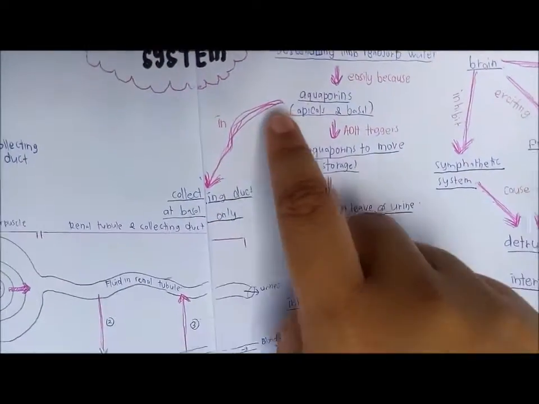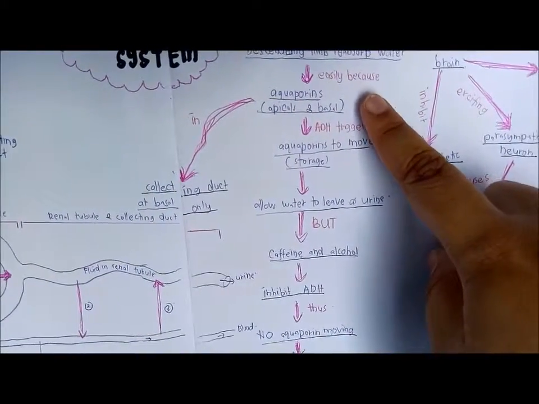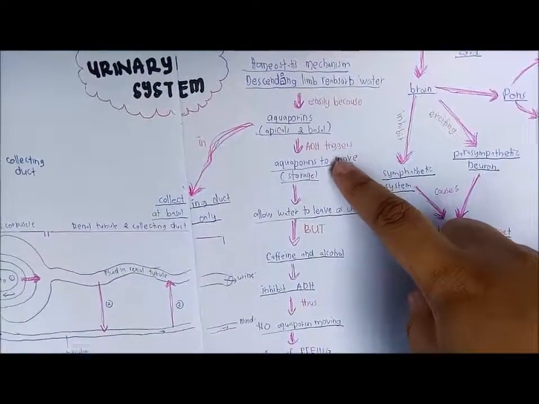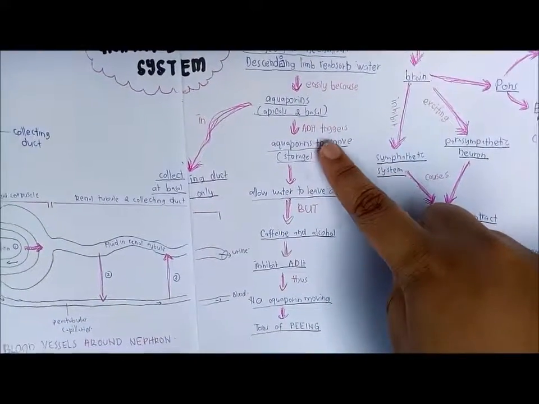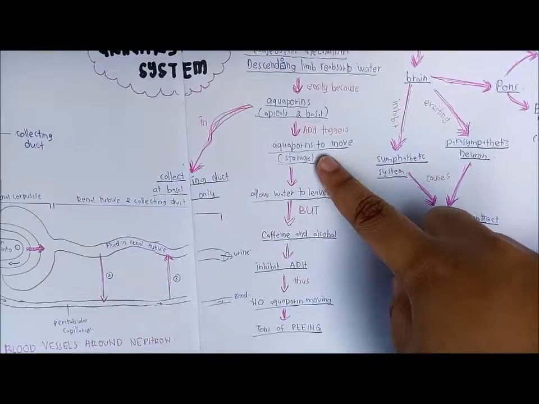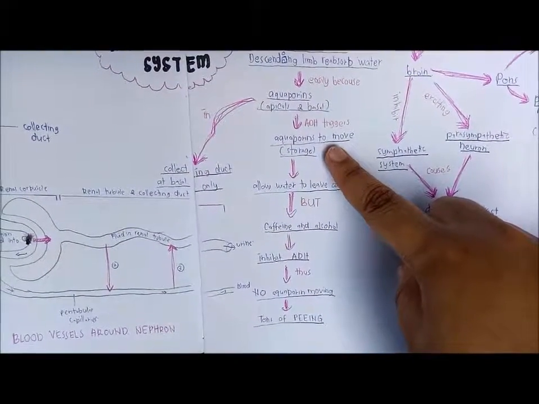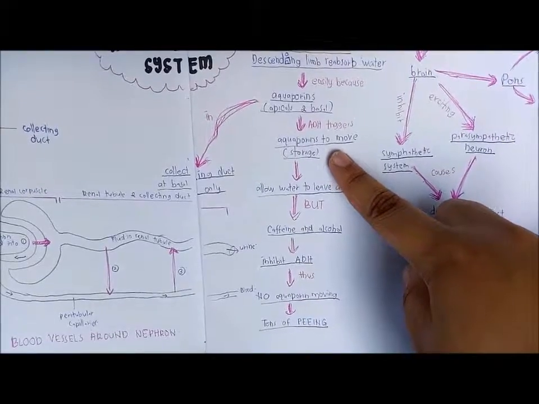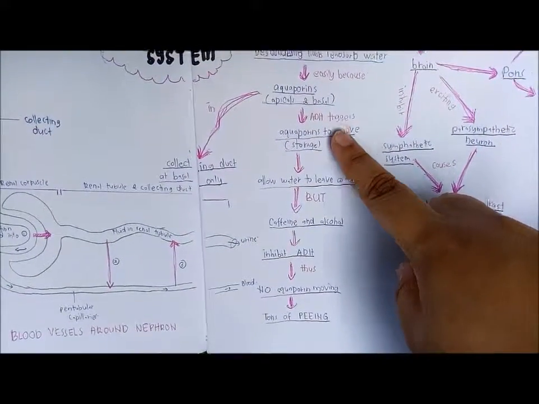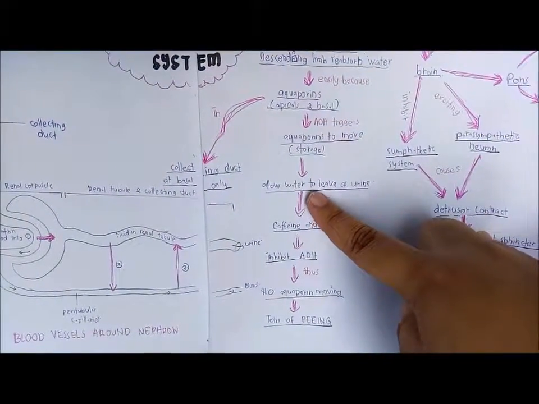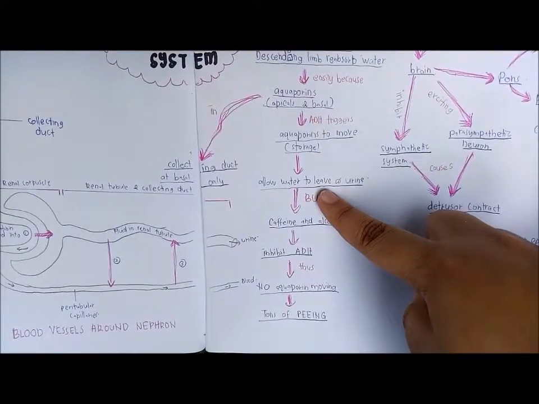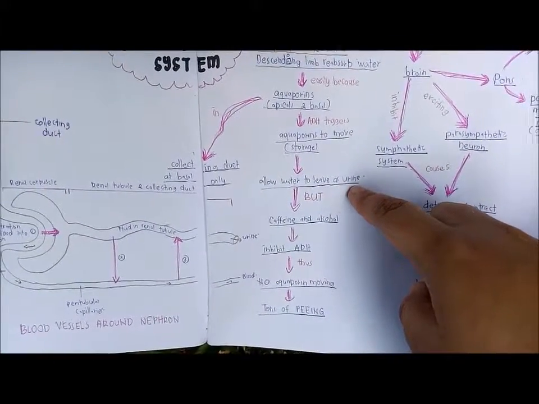Okay, moving to the descending limb, the aquaporins will be triggered by the hormone, which is ADH. The ADH triggers the aquaporins to move together to form a storage, and then the aquaporins of the storage will allow the water to leave as urine.